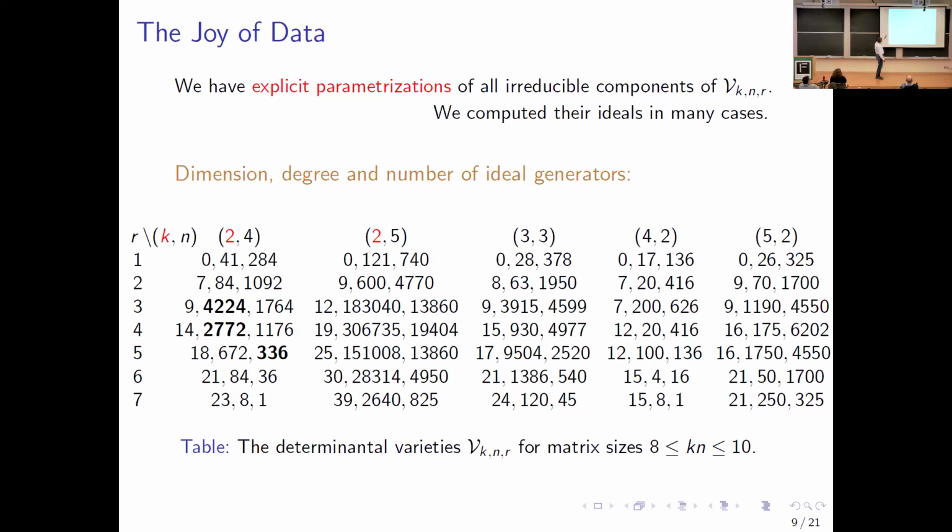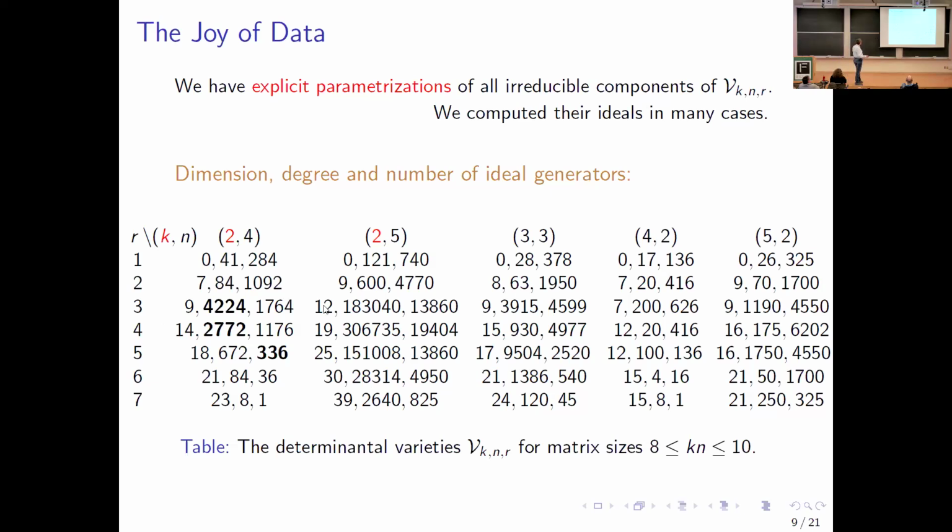The first number is the dimension. So a variety walks into the door: dimension, degree, and then the number of ideal generators. So in each case, this is generated by the R plus 1 minors, and I just count how many linearly independent generators there are. And okay, yeah, so these are some ranges.